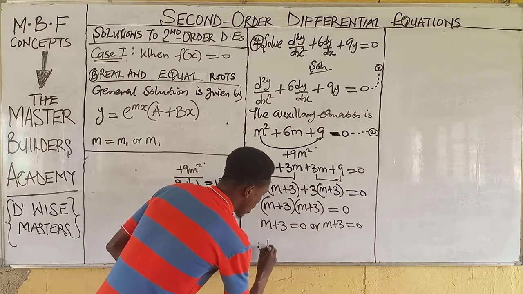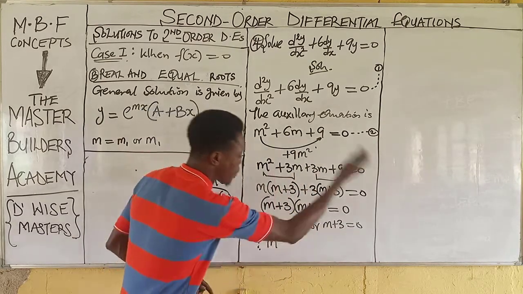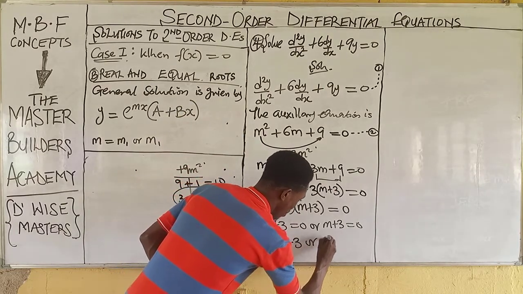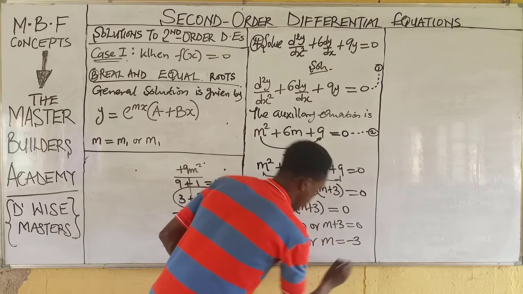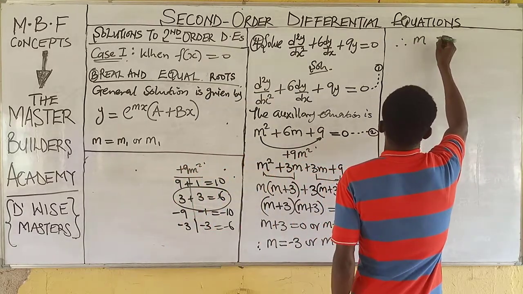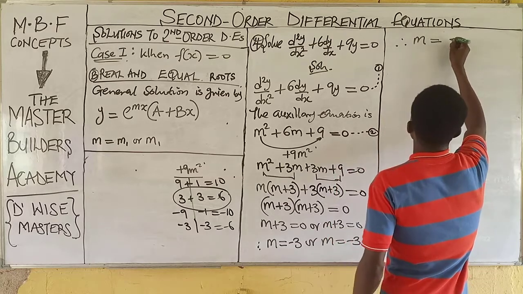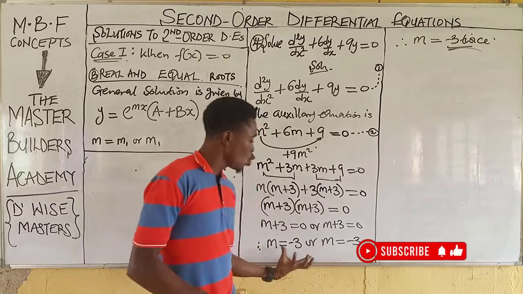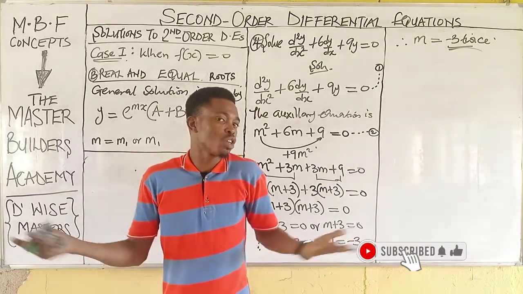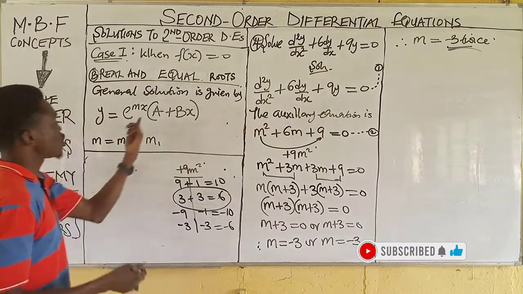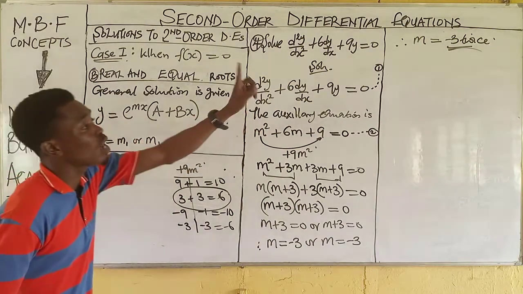So from here, when we make m the subject of the formula, we take plus 3 from left to right, and that gives us minus 3, or m is equal to what? Minus 3. Finally, m is equal to minus 3 twice, because the 2 roots are exactly the same. So what you just need to do is to pick one and say twice, and that's exactly what fits into this. So you see now we have only one value.